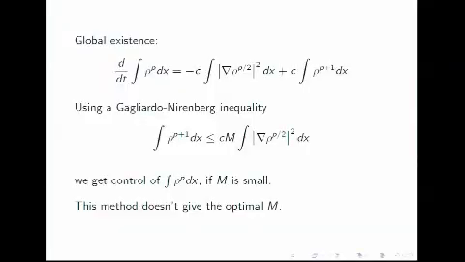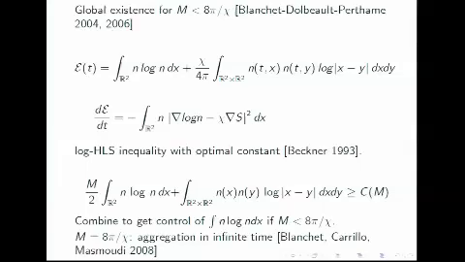Global existence, let's keep this transparency. It says that you can prove it. There is a way to prove global existence for small mass, but it doesn't give you the small mass. So let's save a little bit of time and go straight to the argument that does give you the best possible constant. This is due to Blanchet, Dolbeault, and Perthame. You take the energy or entropy or whatever you want to call it.